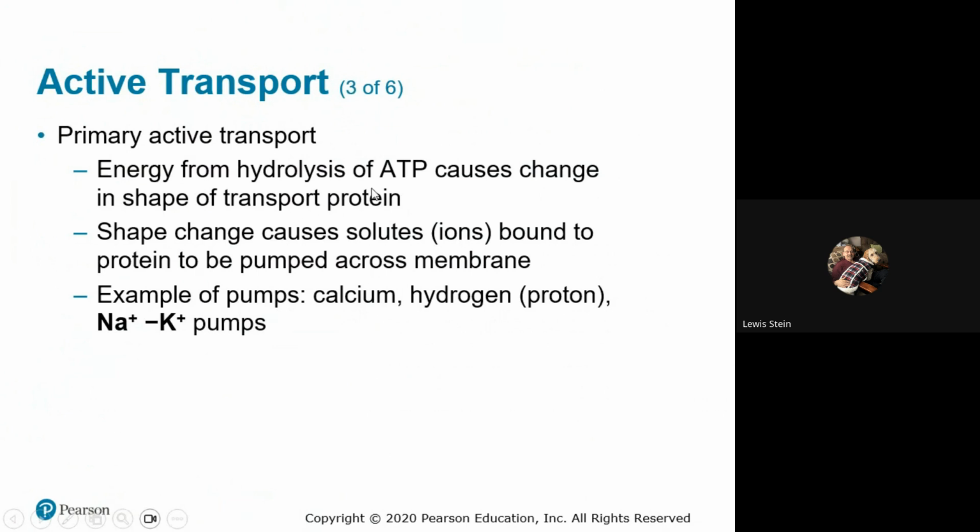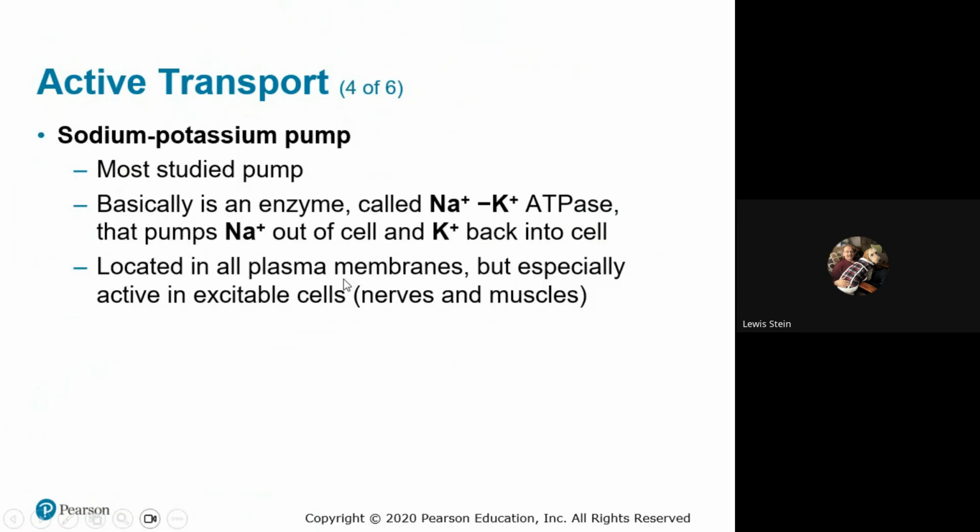And here, this energy causes a change in shape, and that change in shape moves solute ions. In this case, there are two going in both directions. And this is the classic pump, the sodium-potassium pump. It is really just an enzyme, and certainly is the most studied. What you will see it doing, as I show you the animation in just a second, is basically making sure that we have the appropriate balance in our cell.